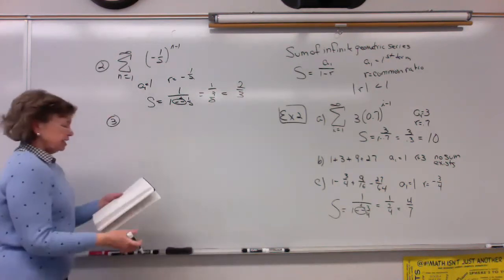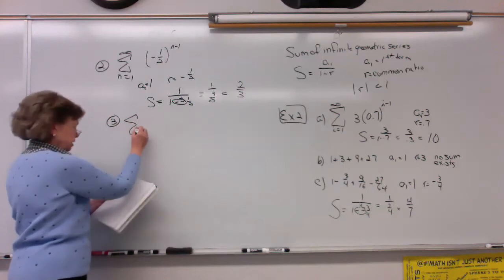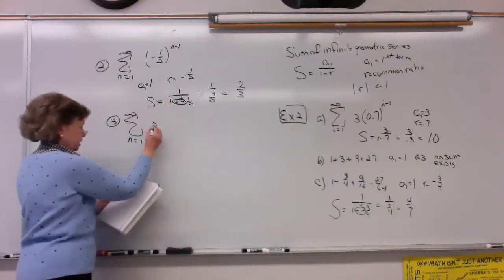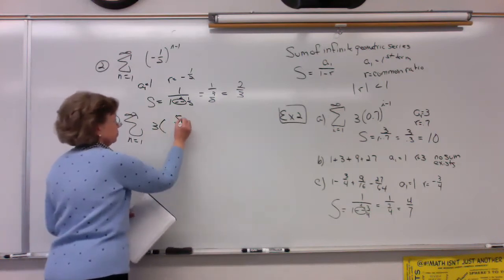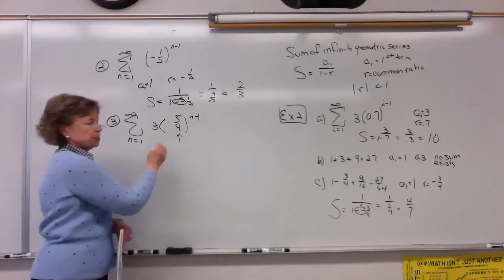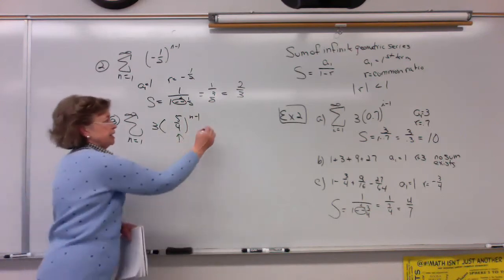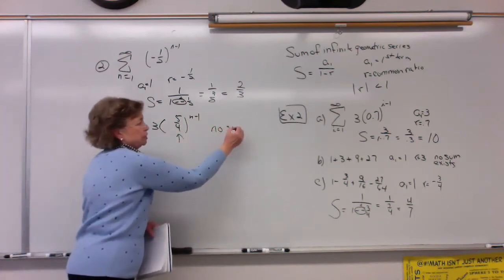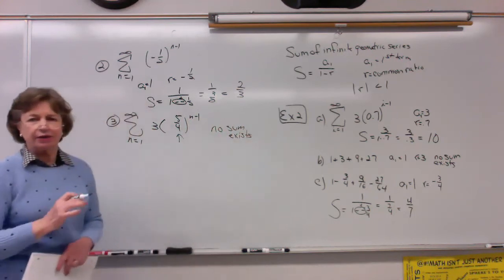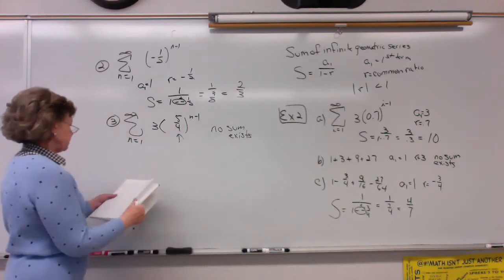Looking at number 3, they gave you the summation as n equals 1 to infinity of 3 times 5/4 to the n minus 1. I don't have to go any further. 5/4 is greater than 1. This one has no sum existing. No sum exists for that one. It goes on infinitely big.